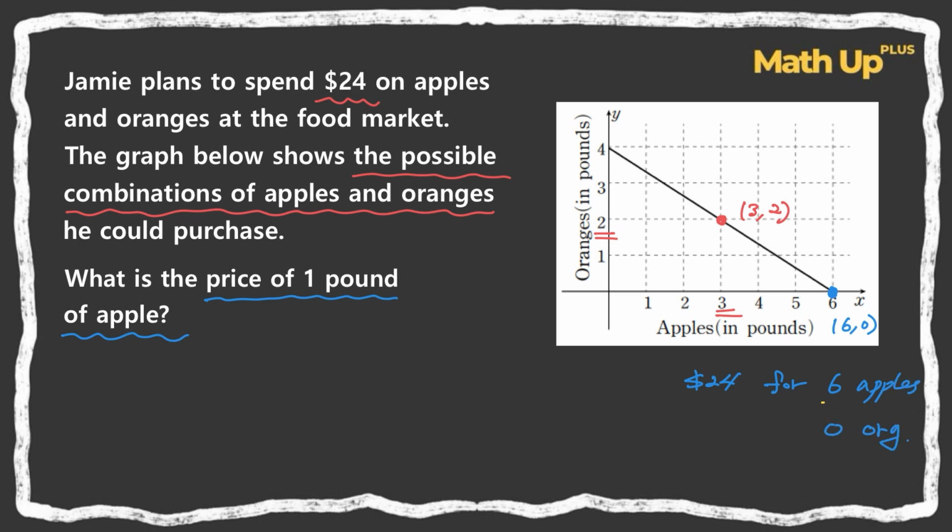right? If 6 apples cost $24, what is the price for 1 apple? I mean 1 pound of apple. That's going to be $4, right? So the answer is $4.